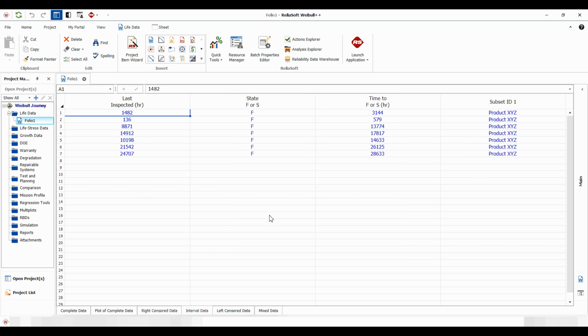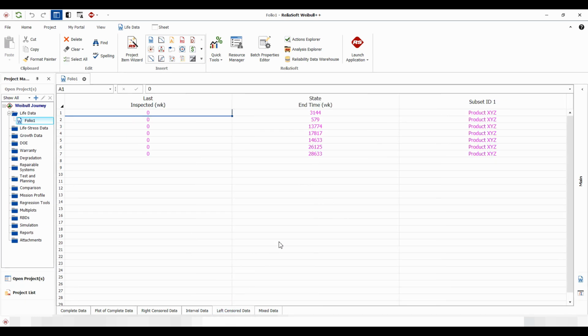Another type of data that contains some uncertainty is interval data. But this time the uncertainty lies in the interval. So we have a last inspected time when the unit was operational, and we have a time when we identify the failure. This is the type of scenario where, for example, the failure is only revealed via an inspection. So it's a kind of hidden failure that we are only able to identify via an inspection.